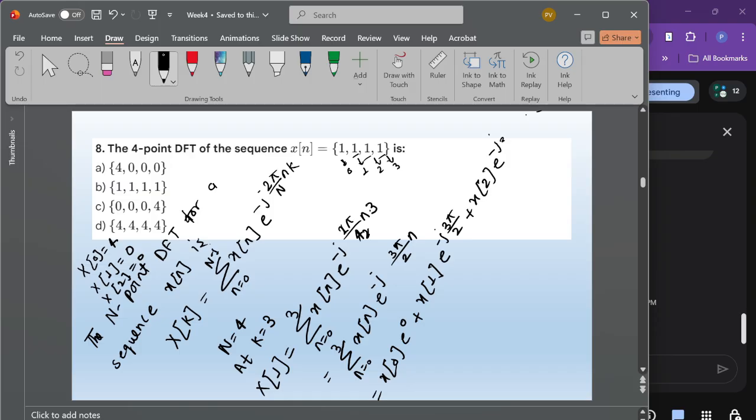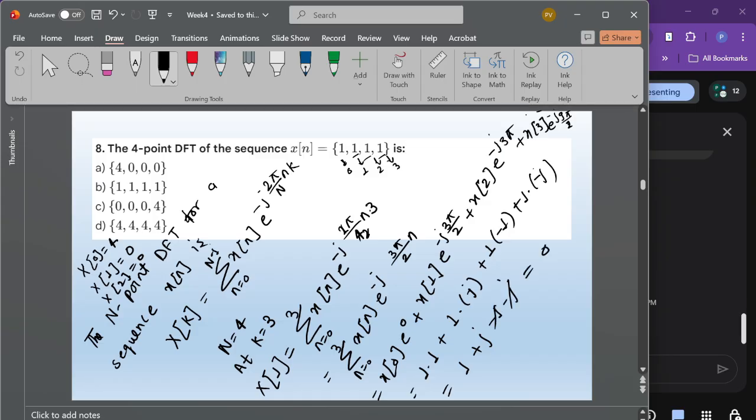It is for 2, so 3 pi only, x of 3. So here you will get e to the power minus j 9 pi by 2, right? Yeah, 2 is 9, correct. So now again you will calculate, you will get 1 plus 1 into plus j, and here plus 1. This value is minus 1 again, and here 1 into minus j you will get. So all the terms will be cancelled out here again. So you will get 0.